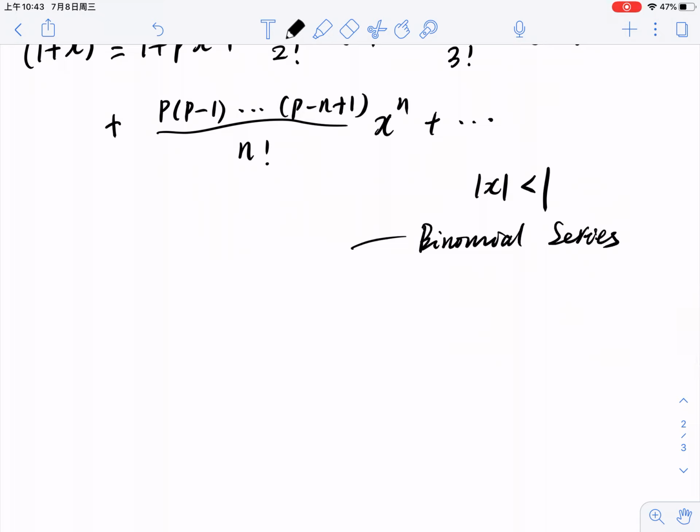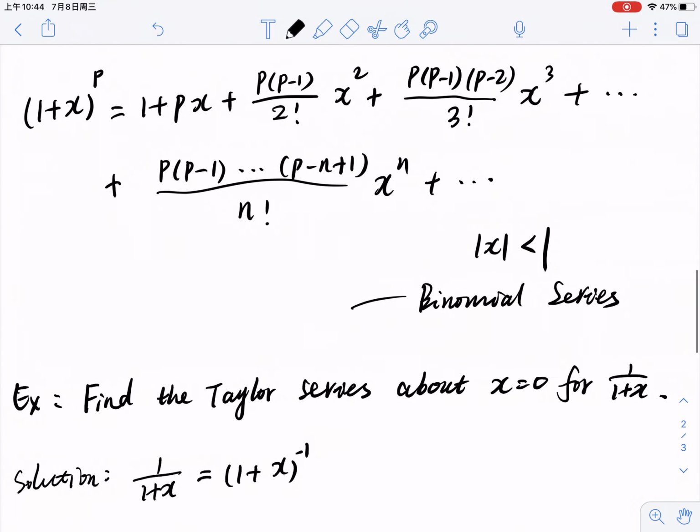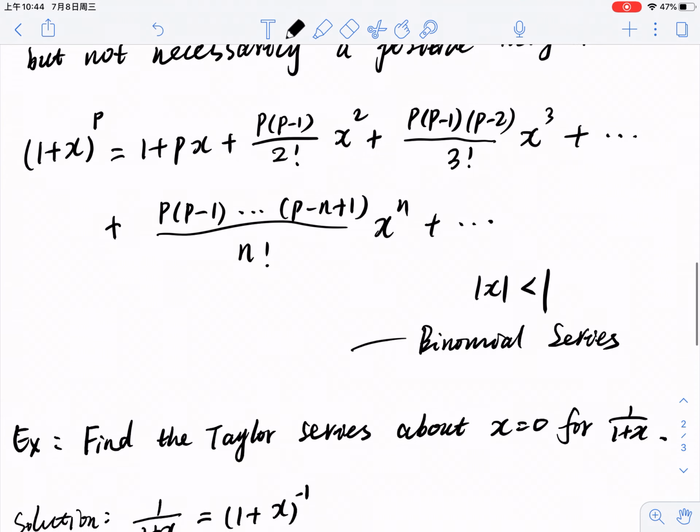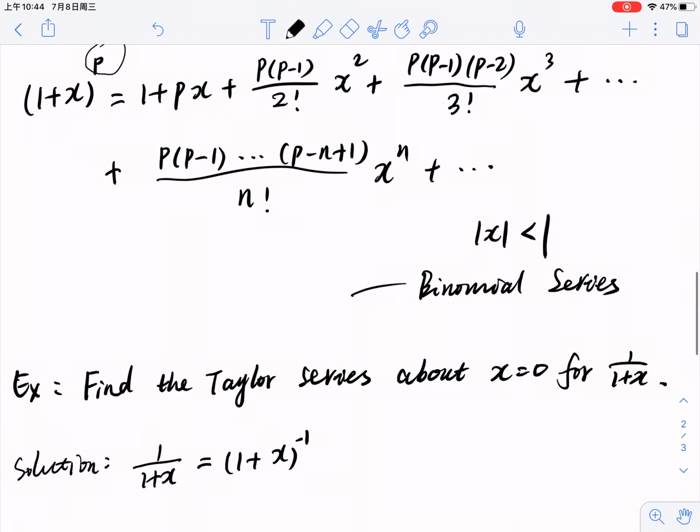Next we look at an example. Find the Taylor series about x = 0 for the function 1 over 1 plus x. For this function, we can rewrite it as (1 + x) to the negative 1. Then we use the binomial series with p = negative 1.